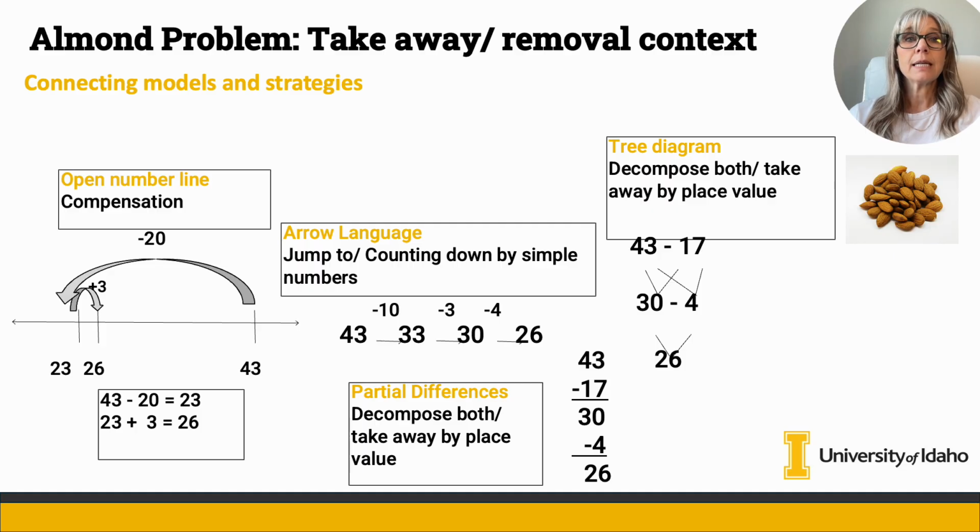The result is 26. The partial differences is just a different way of setting up the same thing and is commonly used in many countries. Again, we can think of the minus 4 as I still need to take away. They're not officially thinking in terms of negative numbers yet, but I still need to take away. By starting with the largest place value, we easily take away 10 from 40 to get 30. And then realizing that 3 minus 7 means I have to take away 4 more, I get 26.